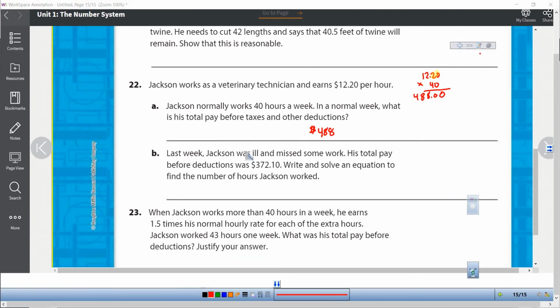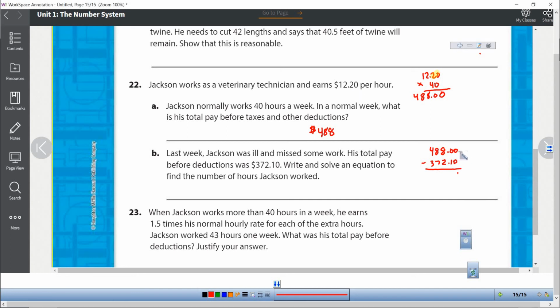All right, last week Jackson was ill and missed some work. If his total pay before deductions was $372.10, write and solve an equation to find the number of hours he worked. Okay, so normally he would make $488, but he only made $372.10. So what we could do is subtract how much he made from how much he normally would have earned, and then divide that by 12.20. So that would be one option.